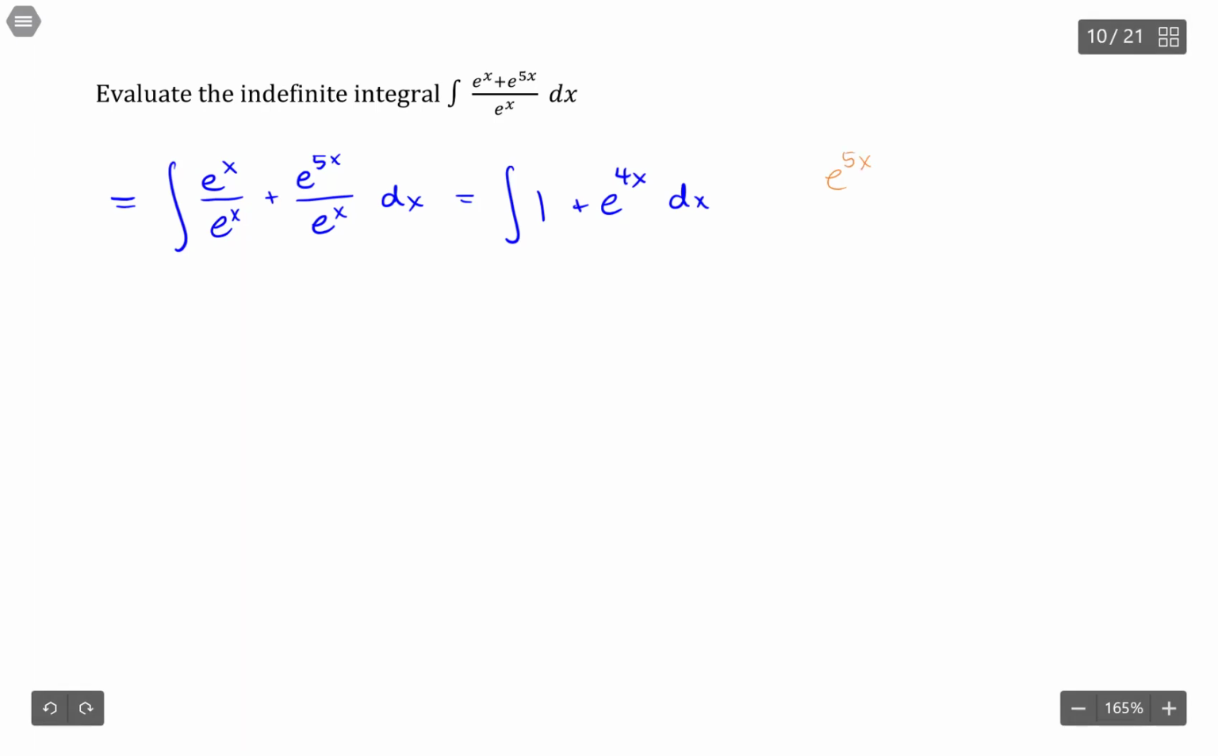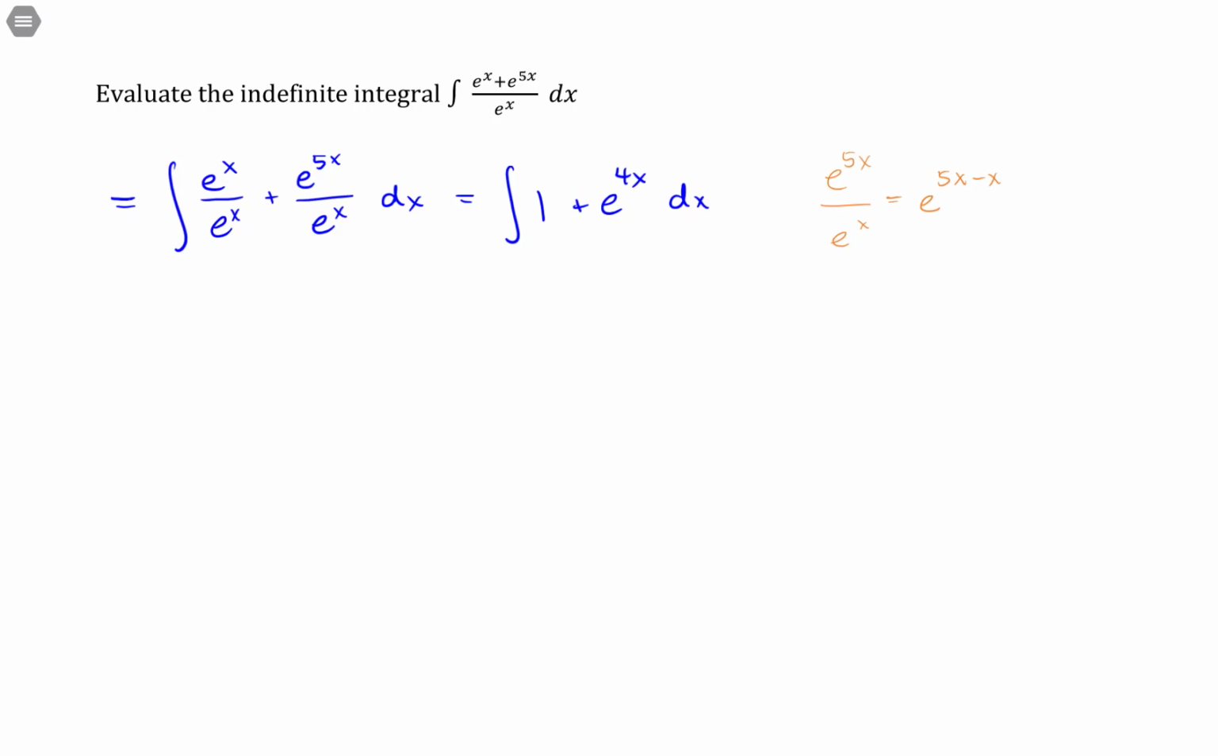e^(5x) divided by e^x. How do we know what that is? Well, we have rules of exponents. The rules of exponents say that if you have two exponential functions with the same base, and their bases are both e here, you can rewrite that as an exponential function of one single base if you subtract their exponents. So e^(5x - x).